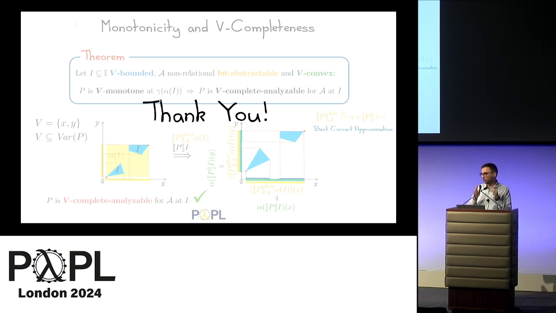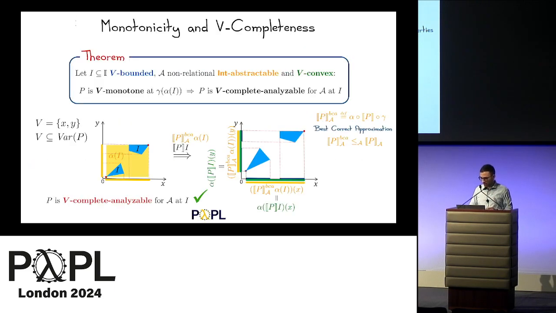But in order to build an always terminating complete program analyzer, you have to be able to prove that the best correct approximation is actually complete. So it is not possible to have an always terminating complete program analysis if the best correct approximation is not complete, because you have to always satisfy this inequality. Every program analyzer is at least as precise as the best correct approximation.